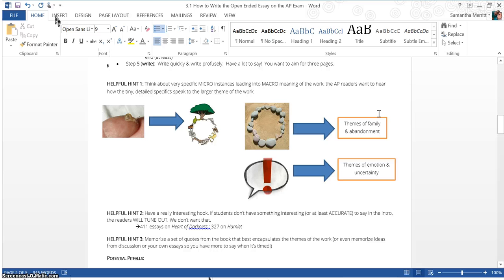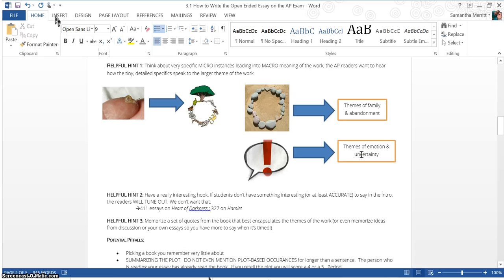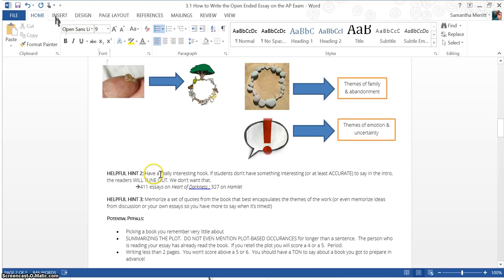If you remember nothing else from this video, remember that Q3 is all about theme, and you should always, always, always be leading up to theme in your analysis. Another example would be how Hank's exclamatory syntax in Zoot Suit reveals different themes of emotion, uncertainty, questioning his leadership, all of those things.